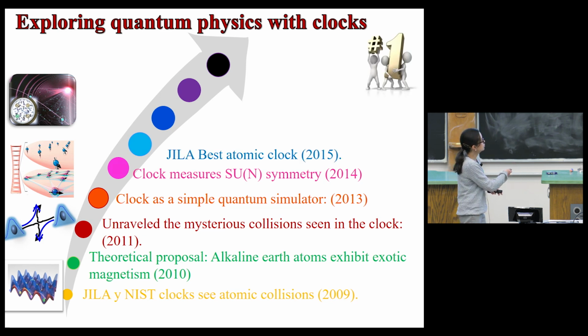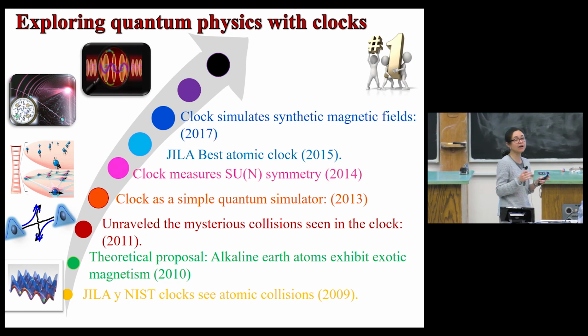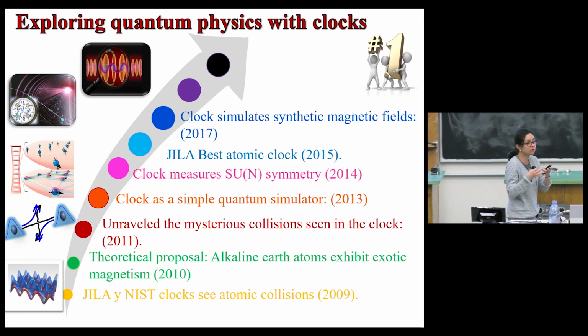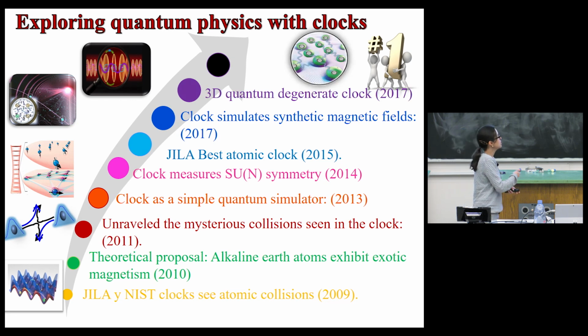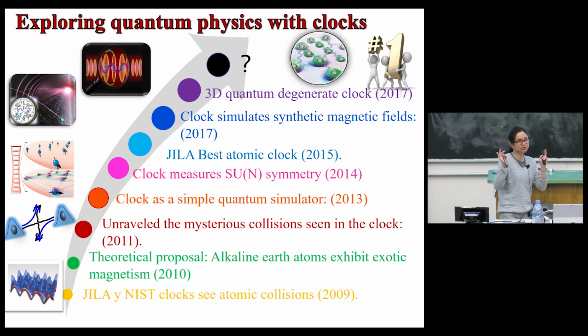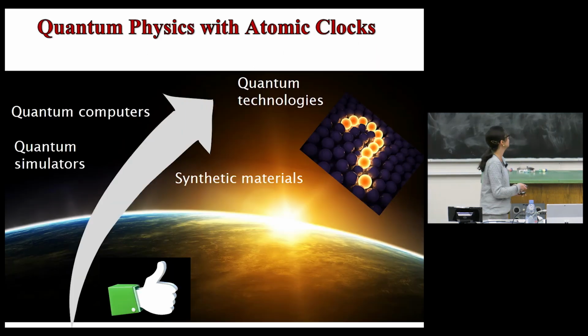Actually, combining all of these, in 2015 the clock was able to become the best clock in the world. Then we were able to simulate synthetic gauge fields in the clock and open an avenue for actually exploring a little bit of the topological insulator, and in principle in the future trying to implement Majorana fermions in these systems. We now have the 3D quantum degenerate clock, that is, atoms with all the quantum degrees of freedom, all the levels, so a degenerate Fermi gas in a 3D lattice. And well, that's where we are now, and hopefully in the future we can really create these cluster states and we can use these systems for quantum simulation, for quantum computers, quantum technologies, and synthetic materials.